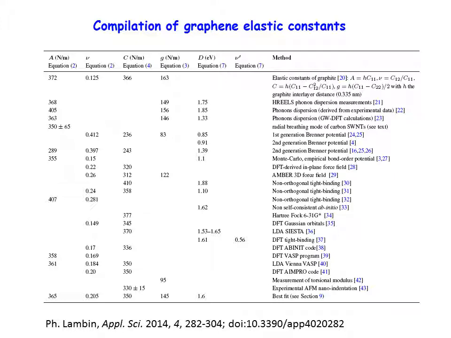In this table are compiled a number of values for graphene elastic constants, which have been obtained from different methods, experimental or theoretical. They are compared to the graphite elastic constants, which are in the first line here. What you can see is that the best measurements, or calculations, which you can find at the bottom, compare very well with graphene for the A and the C constants. That means for the in-plane elastic constants.